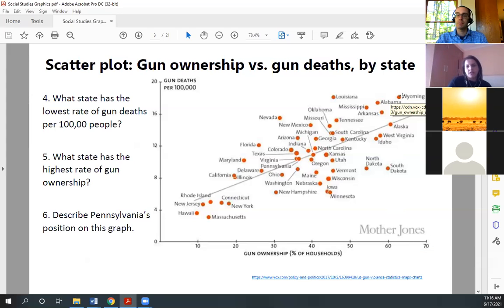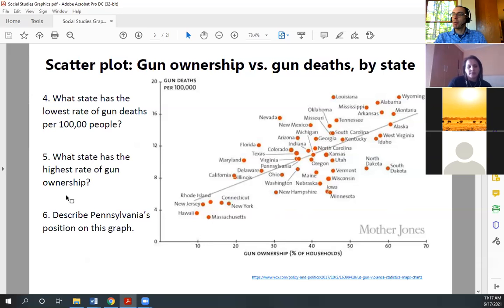I think Louisiana, no? No, because that question number 5, what state has the highest rate of gun ownership? Gun ownership is just the sideways on this one. So that question isn't asking about vertically, it's just asking about horizontally. Okay.